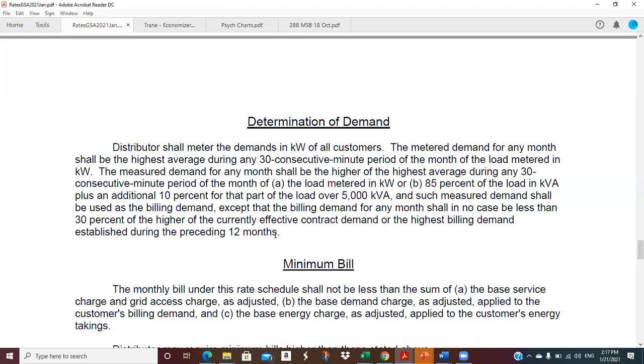So their contract demand, I don't know, they set it, they moved equipment out, they reduced their load, and they had this big contract demand. And so they were pulling 200, 225, but that 30% was 300. And so they were paying on 300 every month. And they didn't know it.